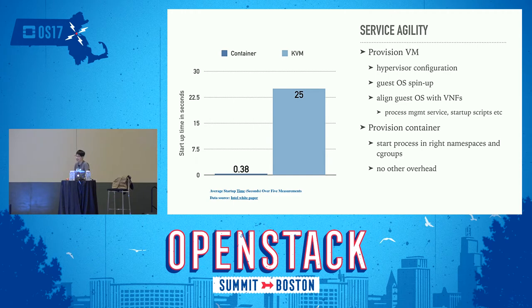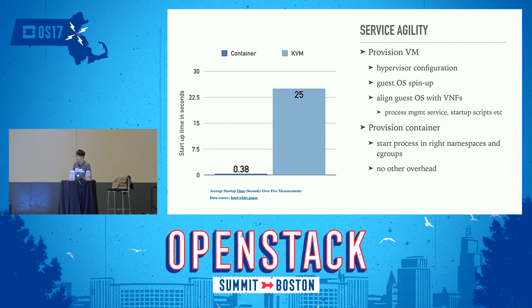The service agility, is it talking about the speed? We all know that provisioning a virtual machine takes much longer than a container, but why? It is mostly caused by the hypervisor configuration and the guest OS. Even a light guest OS with VNFs, I mean the process management services and startup scripts, all need extra time to deal with. But compared to that, provisioning a container is super fast because it's only about starting a process inside the right namespaces and cgroups. That's all, no other overhead.